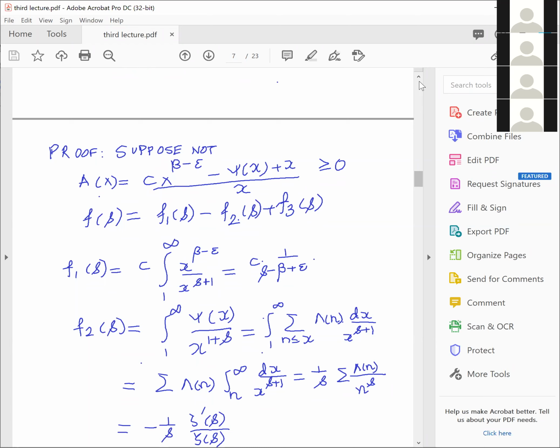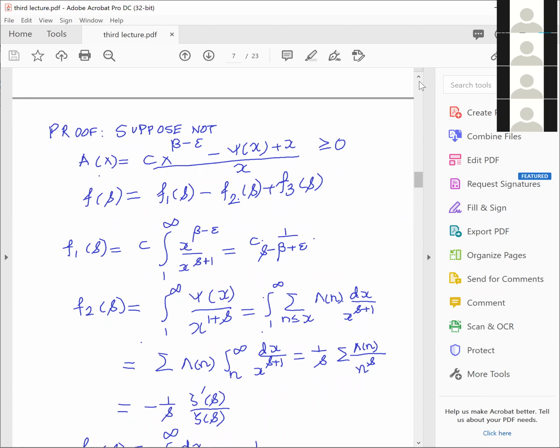Then you have this inside summation over n not exceeding x, and therefore when I take it out, it will become x bigger than n, which means that it is the integral from n to infinity of dx by x to the power s plus 1, which I can integrate, which will give you 1 over s into the summation of lambda n by n to the power s. And summation lambda n by n to the power s, as we have seen in the very first lecture, is nothing but minus zeta prime s by zeta s. And therefore my f2 of s is minus 1 over s into zeta prime s by zeta s.